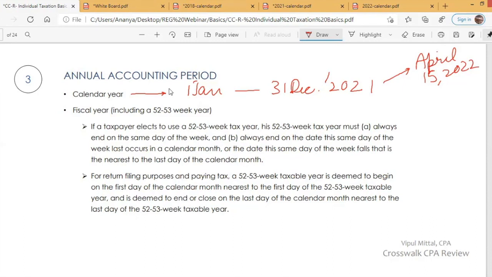All right. But you can choose a fiscal year also. Fiscal year is a period of 12 months. Obviously, annual accounting period is a 12 months period. So if your tax year is 12 months period, you say it is an annual accounting period. If it is less than 12 months, you say it is a short period. We will talk about short period in a moment. All right, so you may select a calendar year or a fiscal year. Fiscal year is 12 months ending on last day of any month.